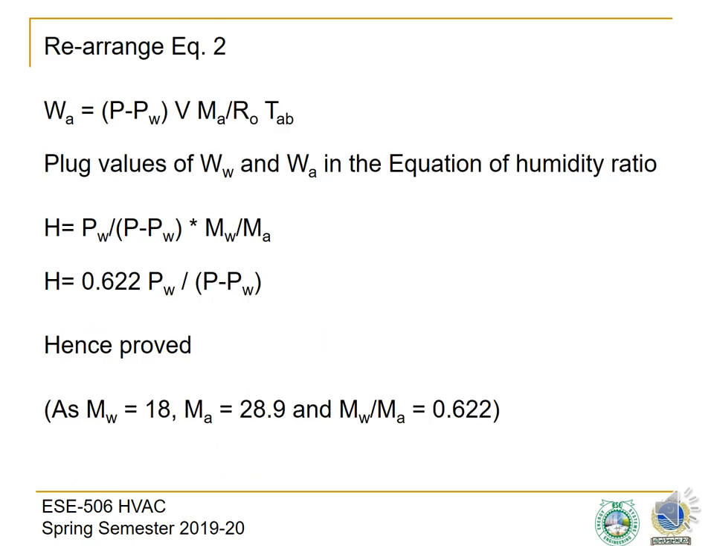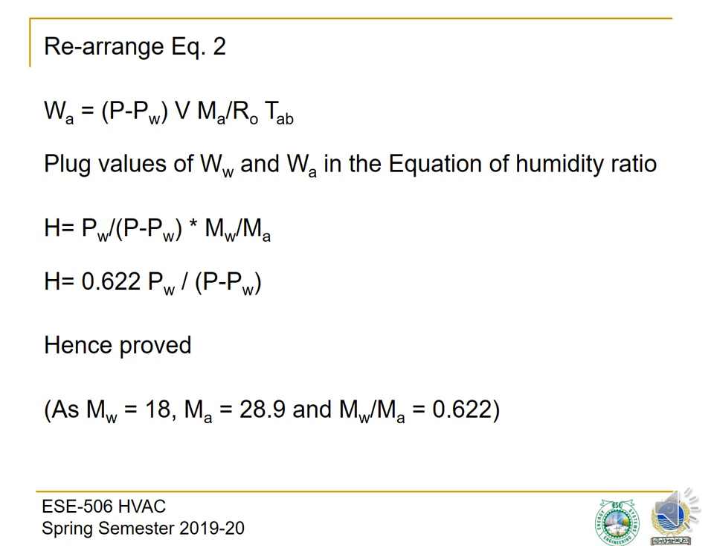So now also rearrange equation number 2 in the form of Wa. So take Wa on the left hand side and all the parameters on the right hand side. The equation will become Wa is equal to (P minus Pw) into V into Ma divided by R naught into T absolute. So plug the values of Ww and Wa into the equation of humidity ratio, H is equal to Ww over Wa. So the equation will become H is equal to Pw over (P minus Pw) into Mw over Ma.